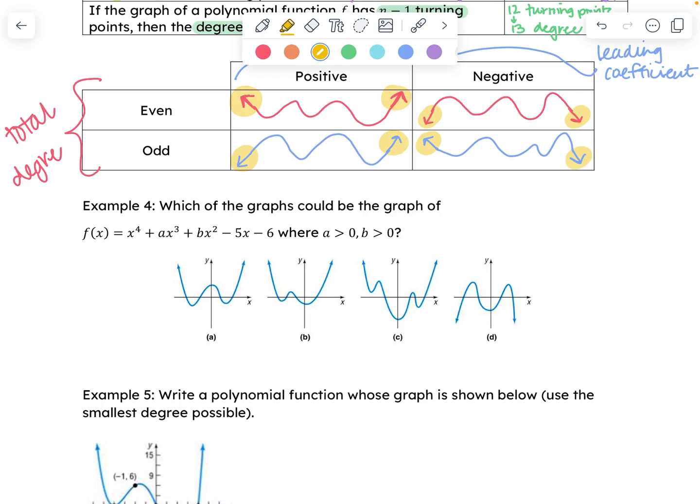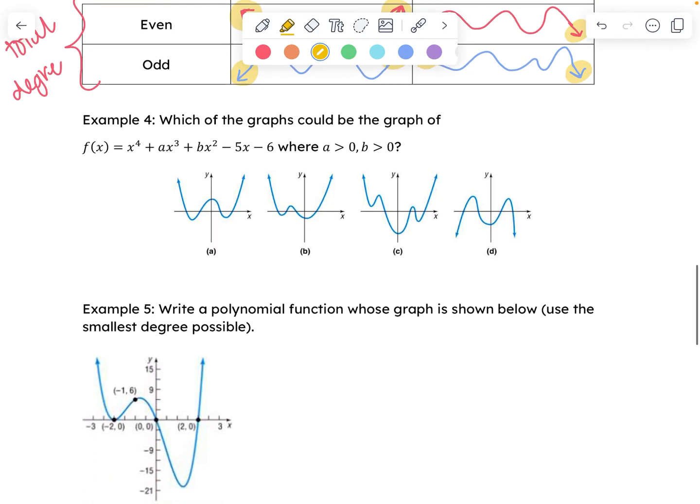So kind of knowing all of these characteristics, let's see if just by looking at this equation, we could figure out what the graph could be for this polynomial. So if you look, we don't even know what all of the coefficients are. We've got an A right here, and we've got a B right here. We don't know what they are. We just know that they're positive, and it says which of the graphs could be this graph.